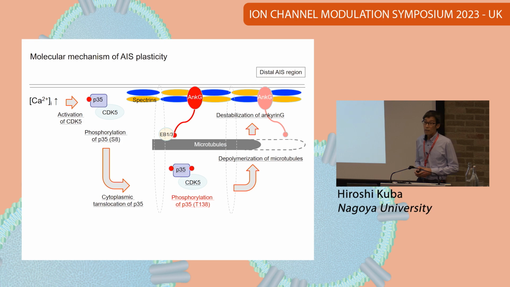So this is a current model of AIS shortening. Elevation of intracellular calcium concentration by afferent input activates CDK5 and phosphorylates p35, which facilitates depolymerization of microtubules and destabilization of ankyrin G at the distal AIS region, leading to the AIS shortening.